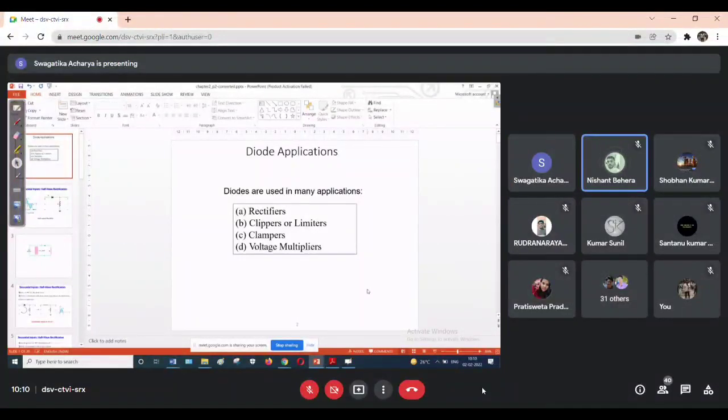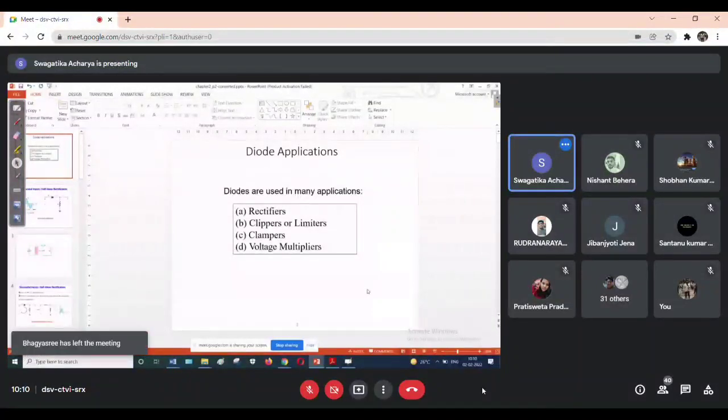Yes, ma'am. Now for the diode application, there are so many applications of diode involved, right? One is rectifier, clippers, clampers, voltage multipliers, right? Different type of circuits are there where you can use your diode. But in your syllabus only rectifier portion is there, right? Clipper, clamper, voltage multipliers are not there. Only rectifier portion is there. So we will study for that one only. How this diode is involved in our rectifier circuit.